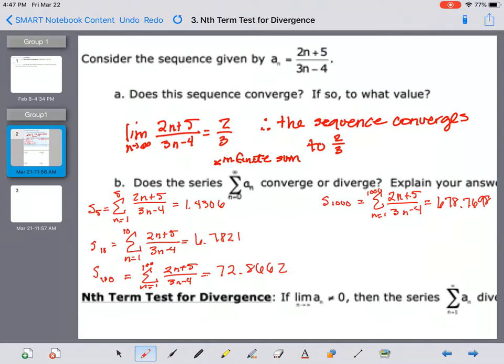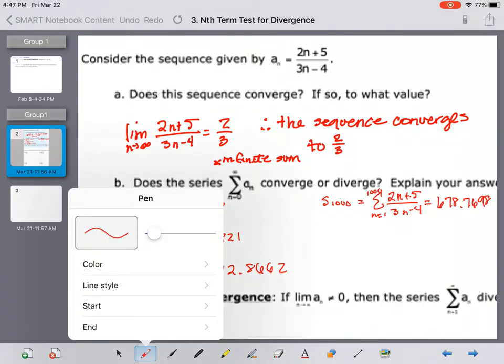Okay. Again, when we find the S of 5, S of 10, S of 100, S of 1,000, what we're doing is finding the partial sum. Not the infinite sum, but a specific number of terms adding up together. And if we look at the pattern, we started out with 1, we went to 6, we went to 72, and now we're at 678. So if I add another 0, it seems like it's going to keep increasing without bound. And because of the fact that it increases without bound, we can say that the series is going to diverge, or we can predict that the series is going to diverge.